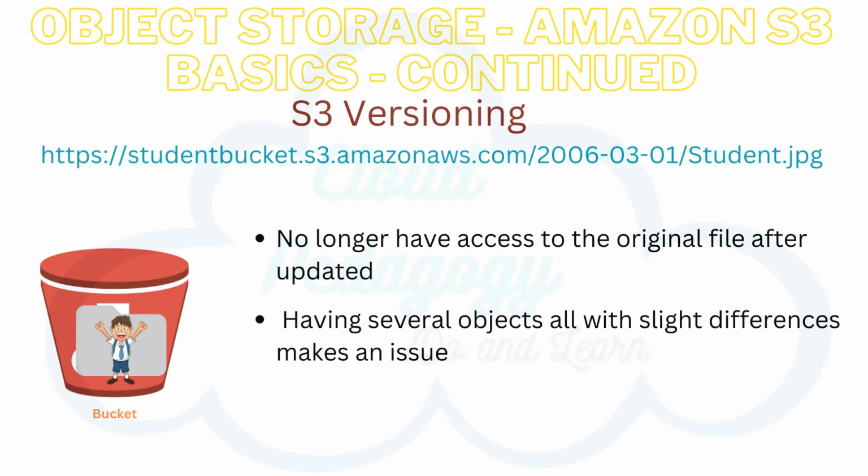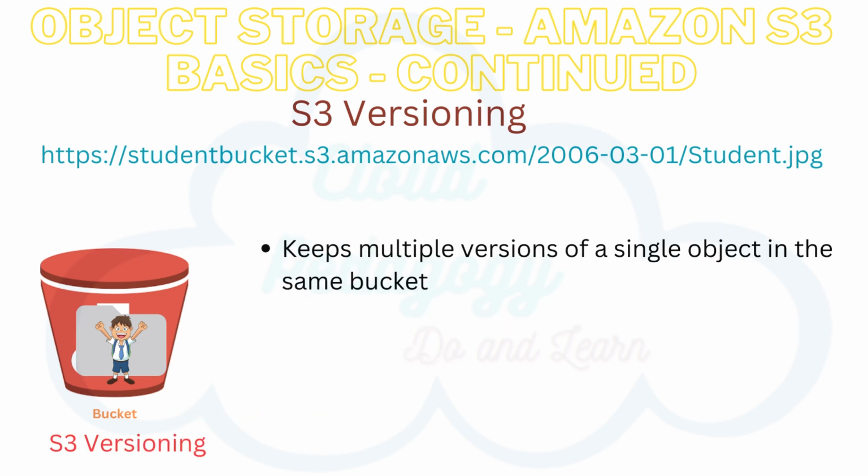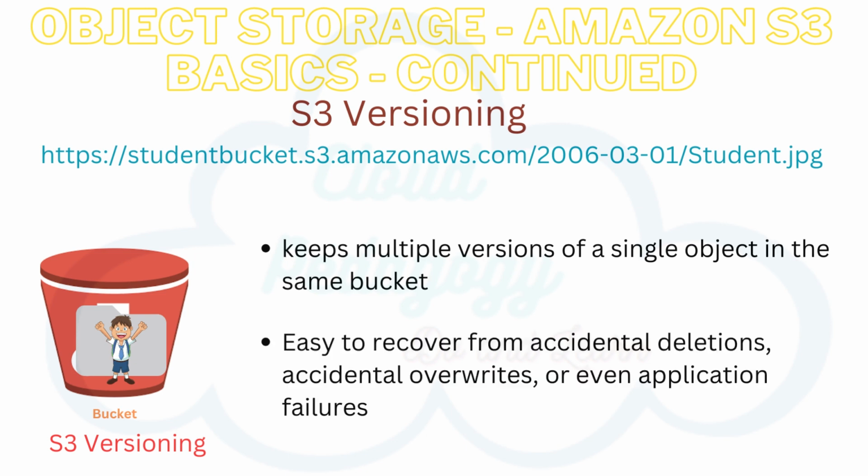So what do you do? You use S3 versioning. Versioning enables you to keep multiple versions of a single object in the same bucket. This allows you to preserve old versions of an object without having to use different naming constructs, in case you need to recover from accidental deletion, accidental overwrites, or even application failures. Let's see how this works.